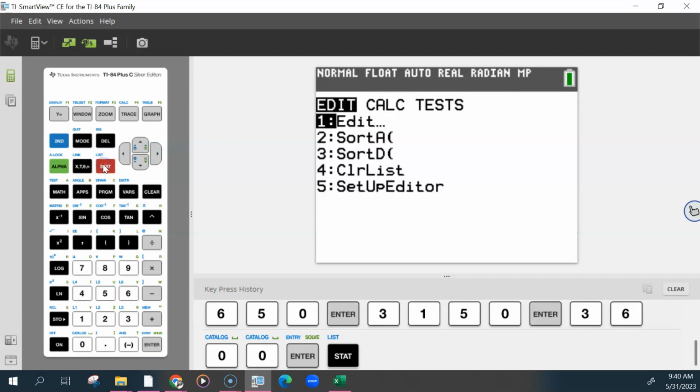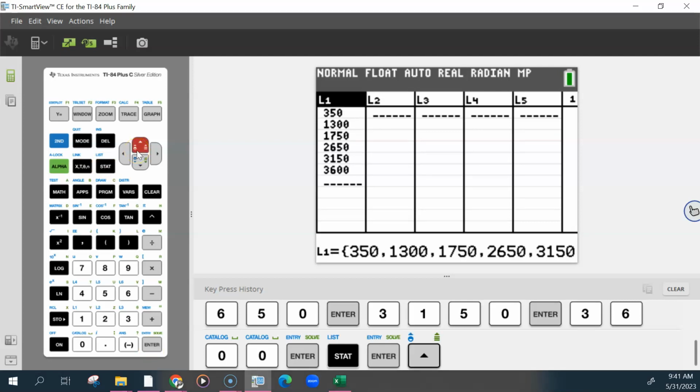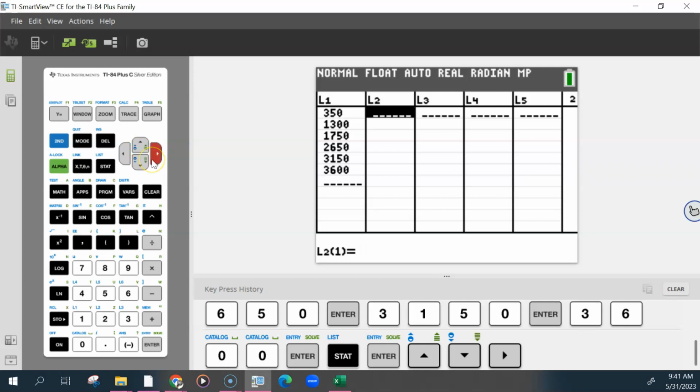Stat, and then edit 1 or enter. And then if you reset it, there shouldn't be anything in here. But if you didn't reset it, go up to the top and hit clear. And then come back in.